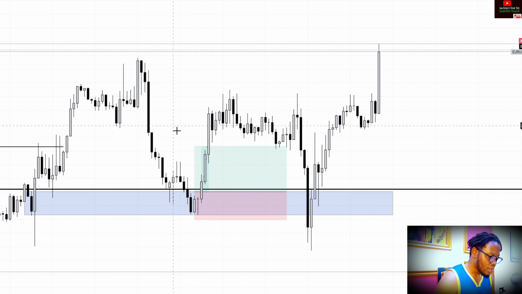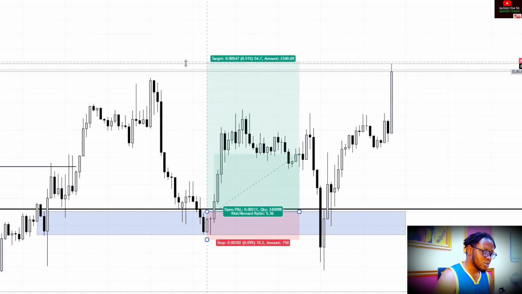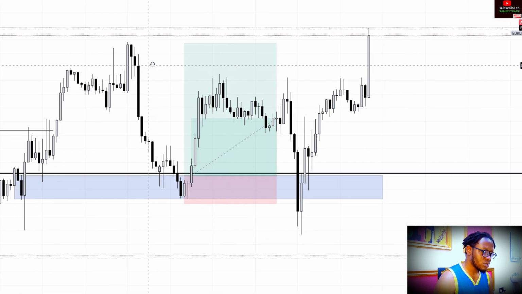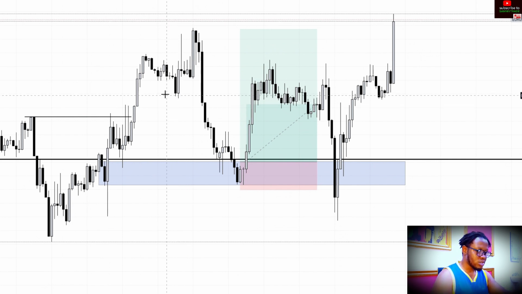My stop loss was right here. Okay, I'm going to be so honest with you guys. My stop loss was right here, and my take profit was right here at this point. Now something happened here. If you can see, there is a flip zone, which is right here. This is a flip zone.